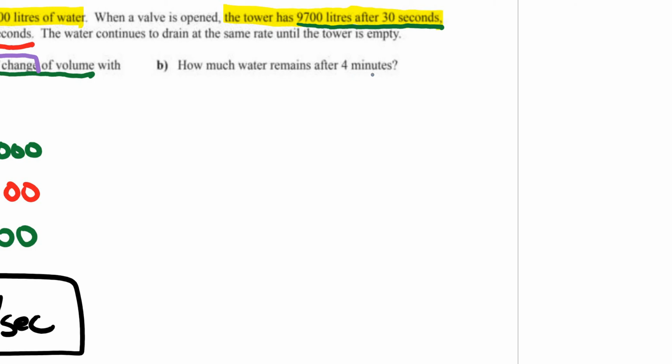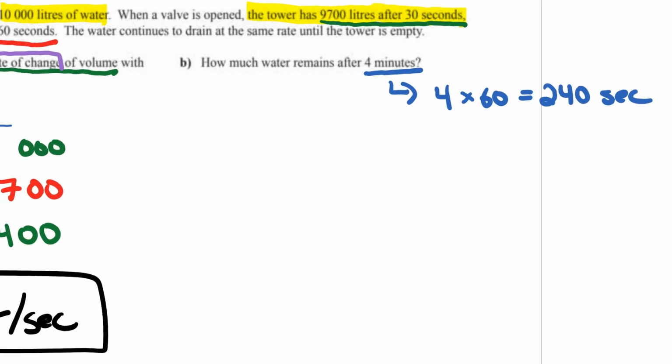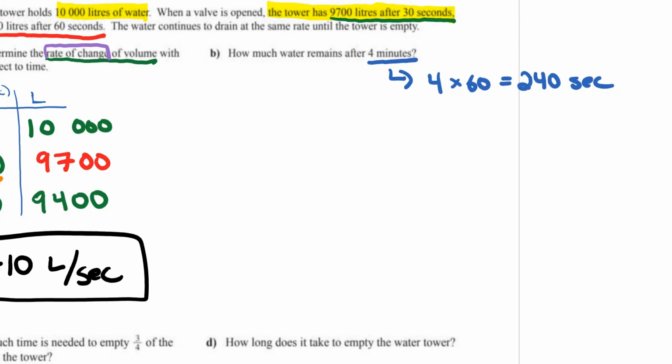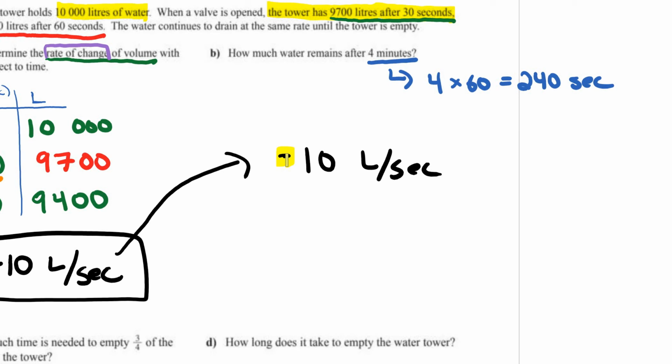Okay, so 4 minutes, basically, let's convert that into seconds. So if you do 4 times 60, that's going to give you 240 seconds. Okay, so the question is, how much water remains after 4 minutes? The reason why I want to change 4 minutes into seconds is because based on our rate of change here for part A, we are losing 10 liters per second, right? So this is our rate of change, negative 10 liters per second. We're losing 10 liters per second.